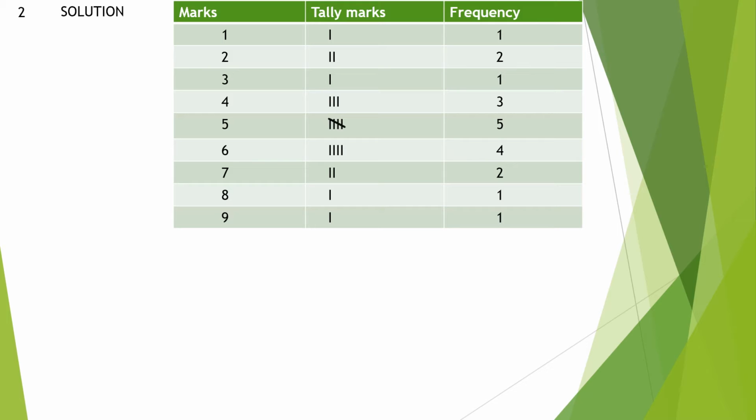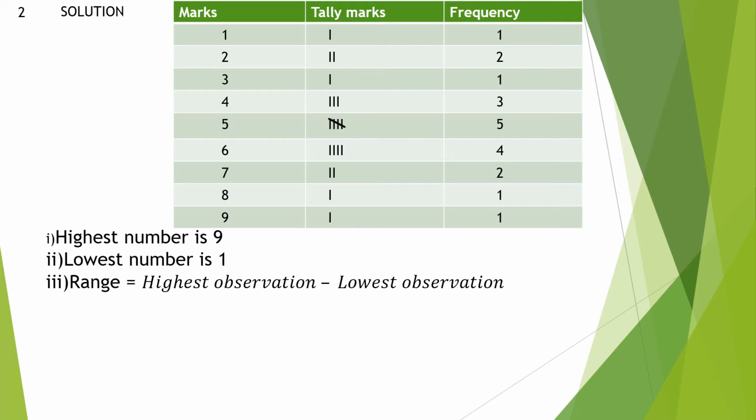Now we can answer the given questions. Our first question, highest mark. So the highest mark or number is 9. Second one, lowest mark. From the table it is understood the lowest mark is 1. Next, range. You can write the definition: highest observation minus lowest observation. Here we have already written the highest and lowest observation. So 9 minus 1 equal to 8.